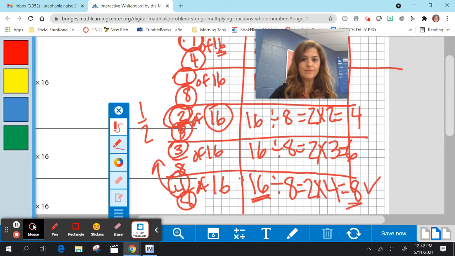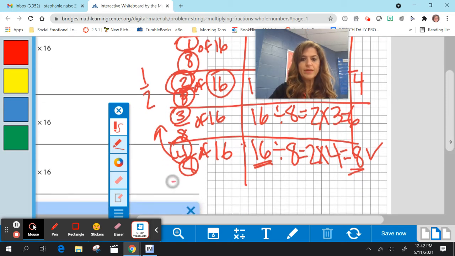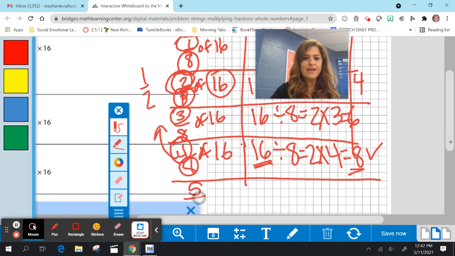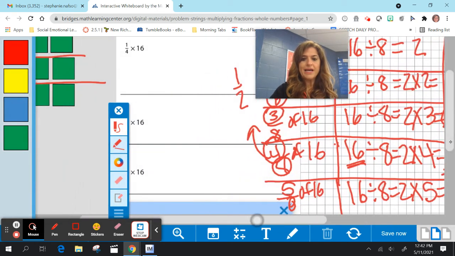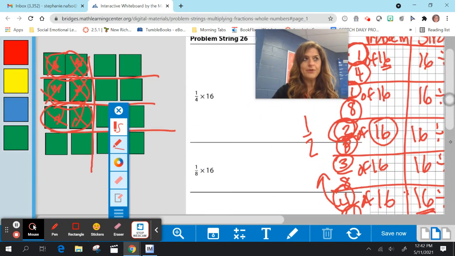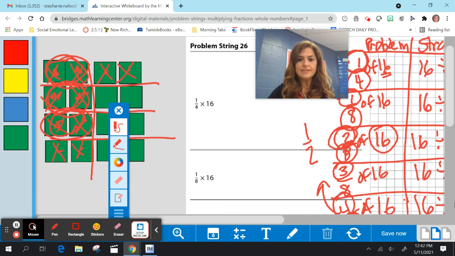So that's perfect. And the last problem in this problem string is what is 5/8 of 16. And we know 16 divided by 8 is 2. Now you have your numerator 5, that's 10. And if we go back to our model, we have 1/8, 2/8, 3/8, 4/8, and this is 5/8. So we have 1, 2, 3, 4, 5, 6, 7, 8, 9, 10. So we have 10 tiles.